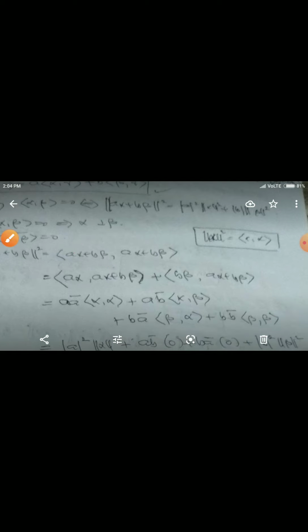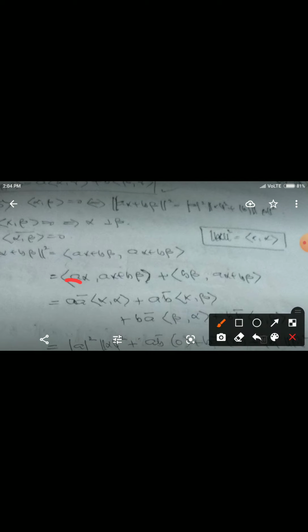Now norm A alpha plus B beta whole square can be written as the inner product of A alpha plus B beta with A alpha plus B beta. So that is nothing but the inner product of A alpha with A alpha plus B beta, plus another inner product, B beta with A alpha plus B beta. From the first part only A comes out. From the second part, if we take A, we get A conjugate. So A conjugate times inner product alpha alpha. Similarly, B conjugate comes out, so this becomes A times B bar into inner product alpha beta.